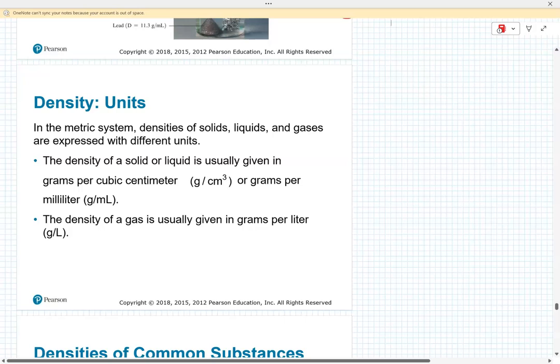So the metric system, the one that we're going to be using for the most part, as already mentioned, is gram per cubic centimeter or grams per milliliter. Grams per cubic centimeter, that's for solids. Gram per mil is for liquids. For gases, since they are so not dense, gram per liter.